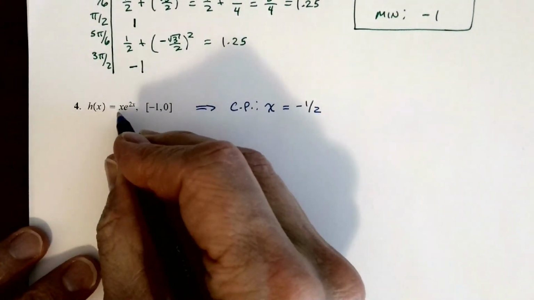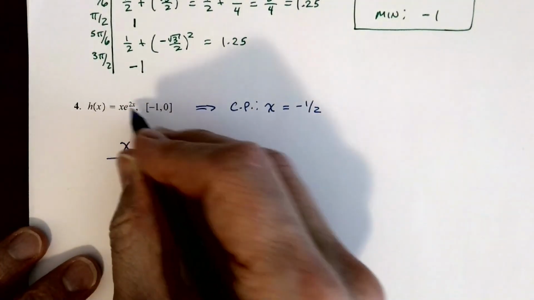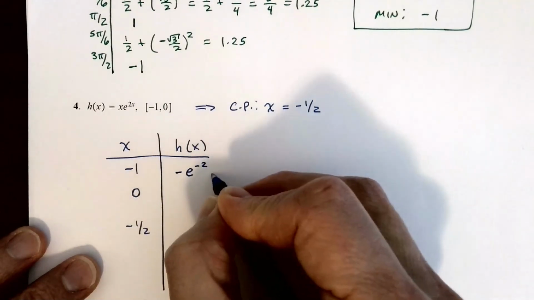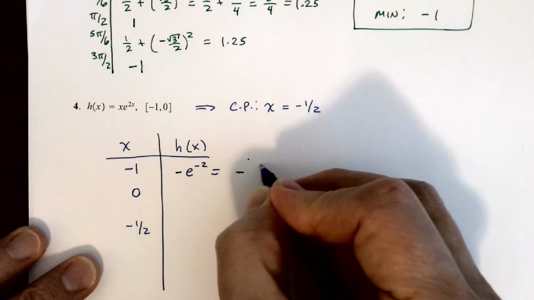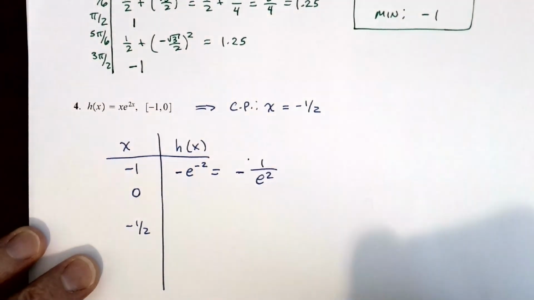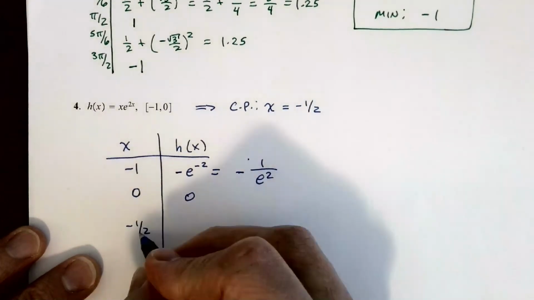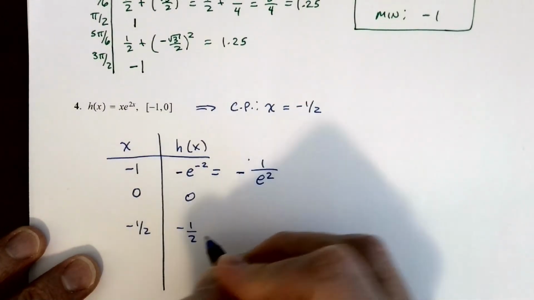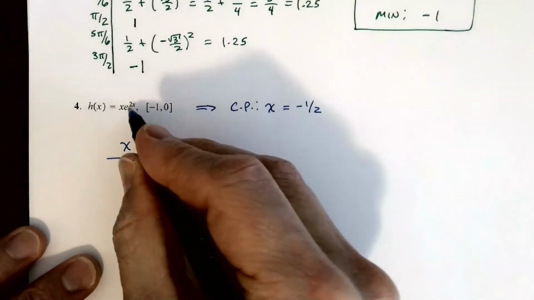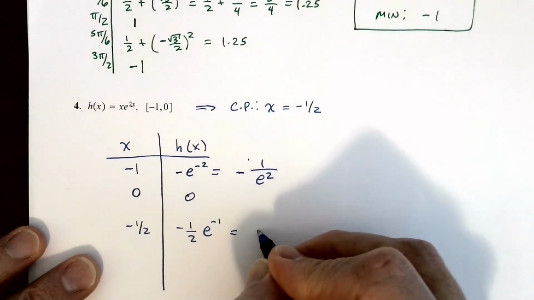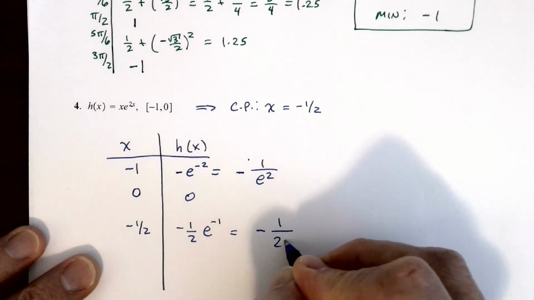All right, plugging in, I get -1 times e to the -2, or negative e to the -2, which is the same as -1 divided by e squared. If I plug in 0, 0 times that is 0. And if I plug in -1/2 for x, I get -1/2 times e to the what? 2 times -1/2? -1. This is -1 divided by 2e.